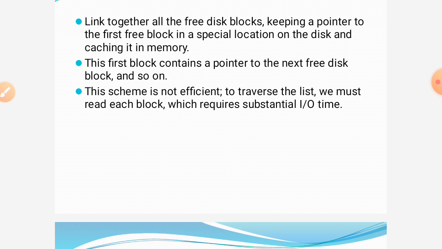Advantage of this one is there is no wastage of space, but we will not get a contiguous free space easily. The spaces are scattered on disk. And the disadvantage is it's not efficient. To traverse the list, we must read each block, which requires substantial I/O time. So the space is scattered, so we have to traverse each block. We must read each block, then we will get the free space.